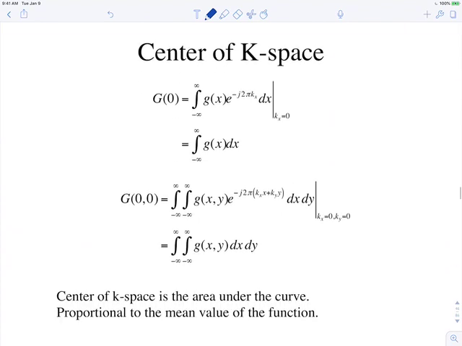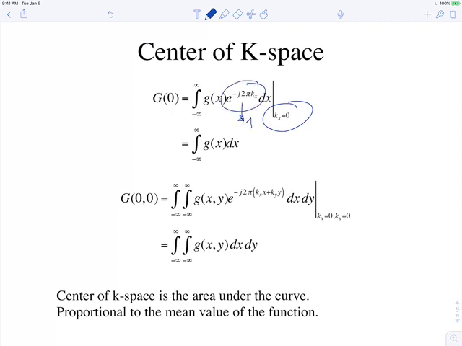The last thing we're going to end with today is talking about the center of k-space. The center of k-space is where kx equals 0. If I plug in 0 here, it's just going to give me 1. So then I just have this integral of g(x) dx from minus infinity to infinity. This is basically just the area of my function.